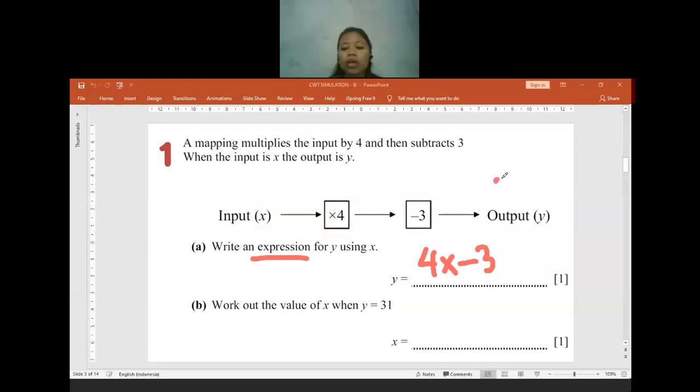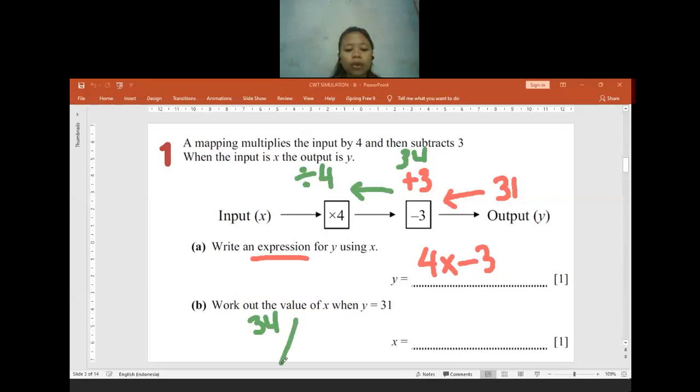31. Because we already have the y value, we do the opposite way. Because this is minus 3, I have to plus 3. 31 plus 3 equals 34. After we get 34, we do it again. Multiplication has the opposite of divide, so we divide by 4. So x will be 34 divided by 4, which equals 8.5.